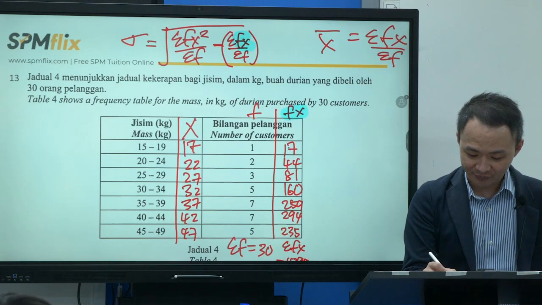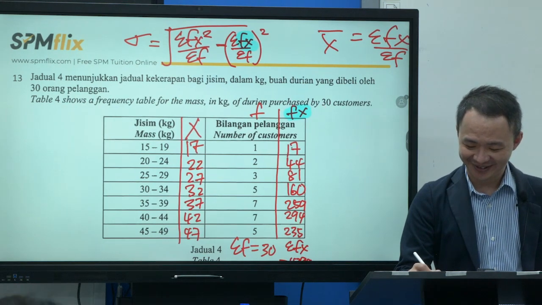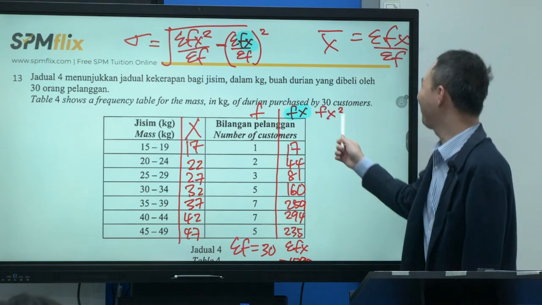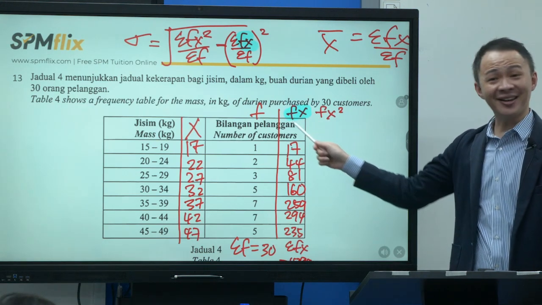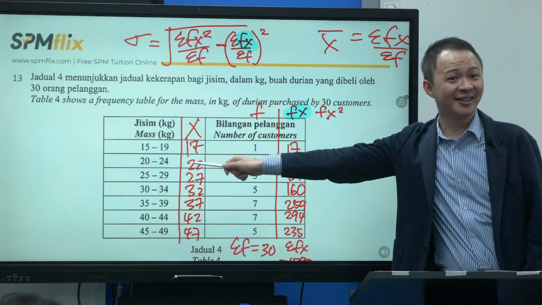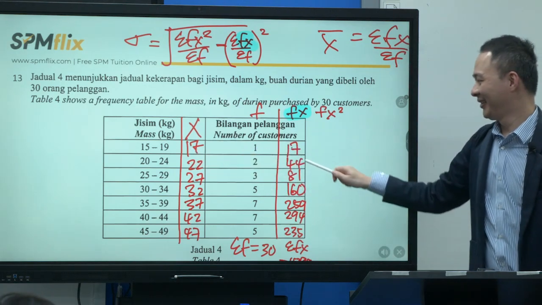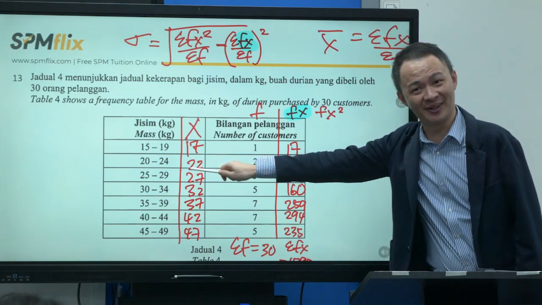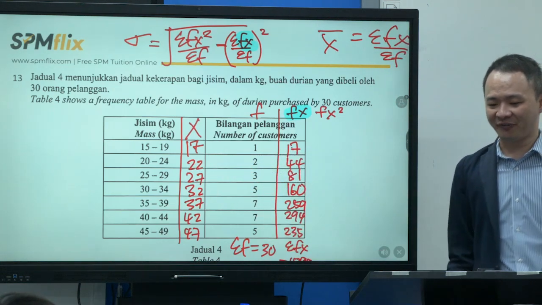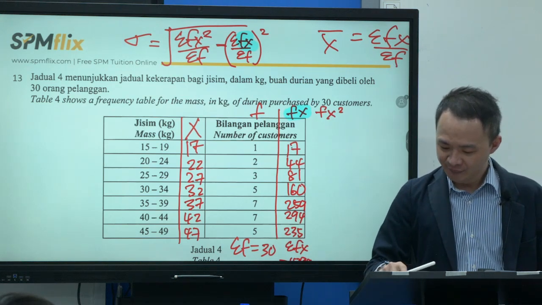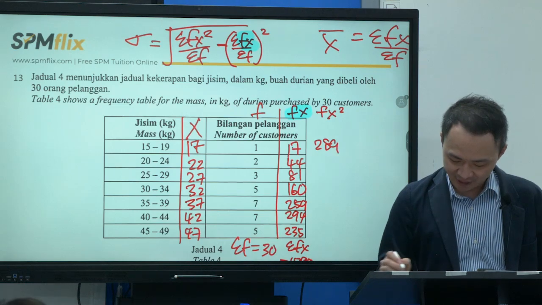Now, FX square. Macam mana dapat FX square? You will need to take FX, multiply the X again, right? So this number, multiply this number. This number, multiply this number. You get it? You will get very big number normally. So I just show you the one example so that you know what's going on here.